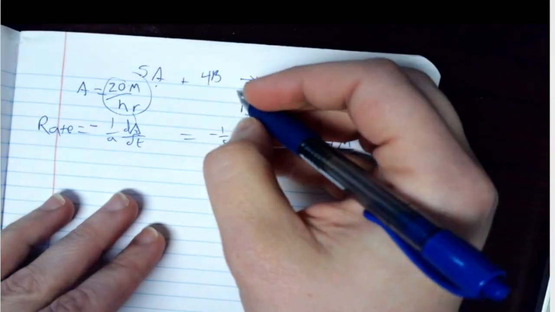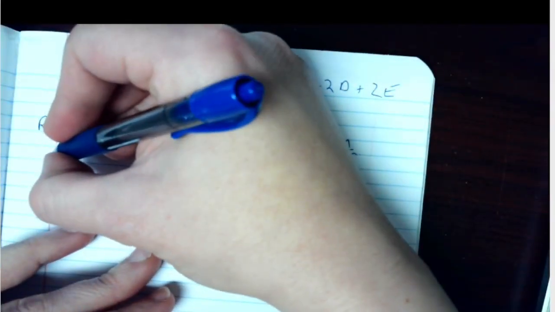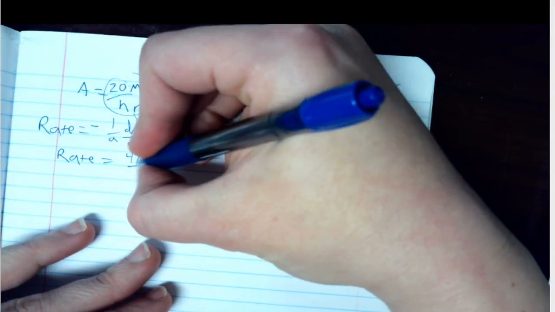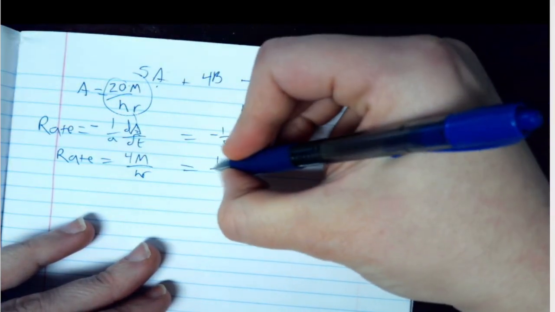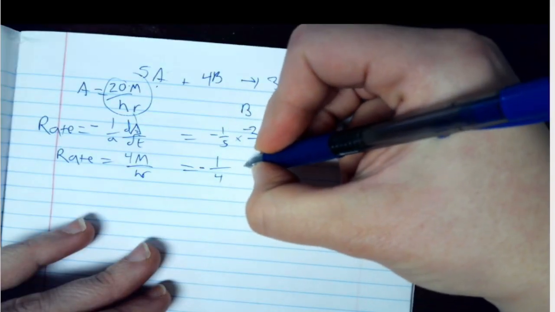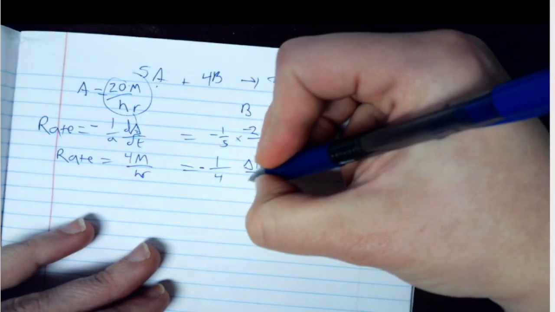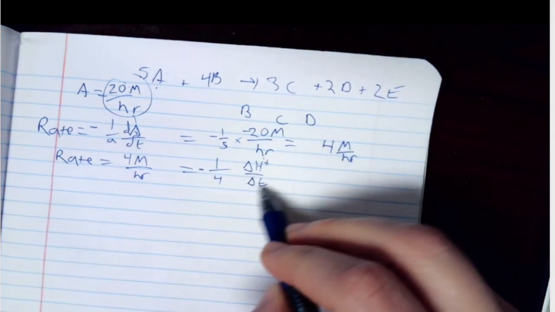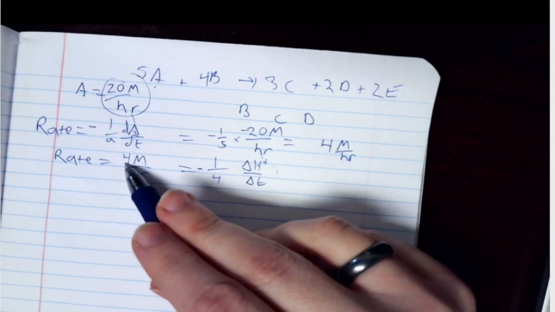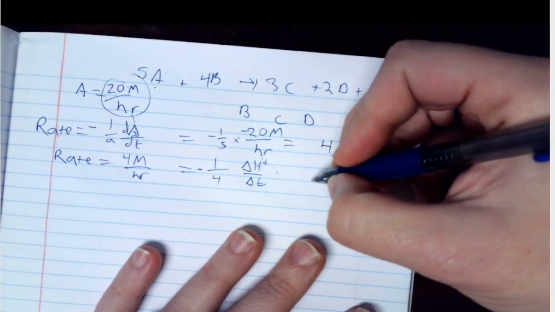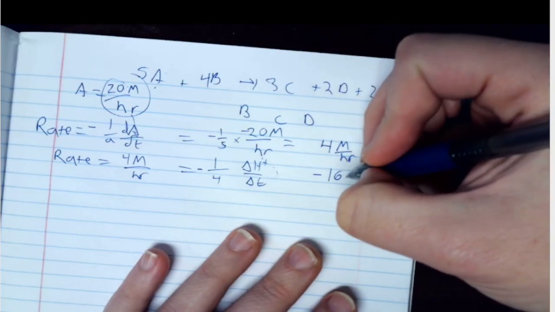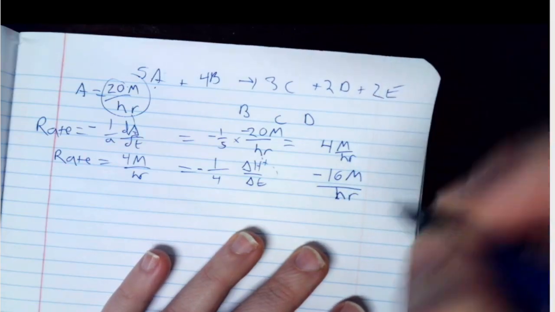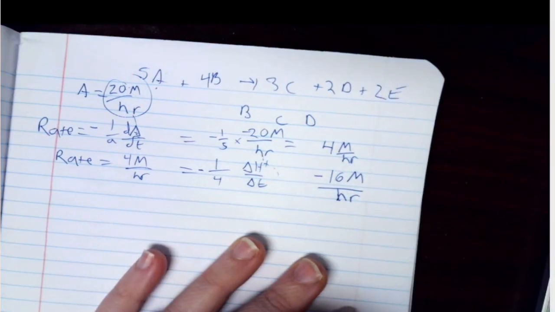So if I want to know how many H+ are being consumed under the same period of time, we're going to say negative 1/4 of delta H+ over delta t. To get this by itself, we multiply both sides by negative 4. So how many hydrogen protons are being consumed per hour? 16 molar per hour are being consumed.